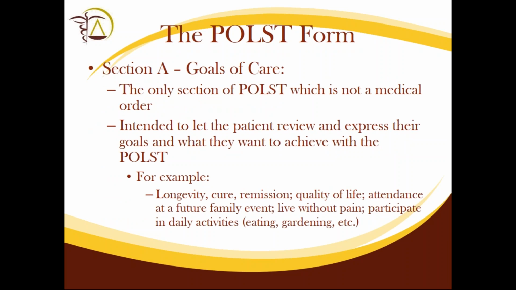Section A is goals of care. This is actually not a medical order section. This is the only section that's not a medical order. This section is basically intended to let the patient review and reflect on what their goals are and what they want to achieve with their POLST. For example, the patient can say, well, I just want this POLST to give me as much longevity as possible. I want this POLST to keep me alive until they can find a cure or until I'm in remission. Or I just want my POLST to allow me to have as much quality of life as possible, and then when my quality of life declines, I'm done.